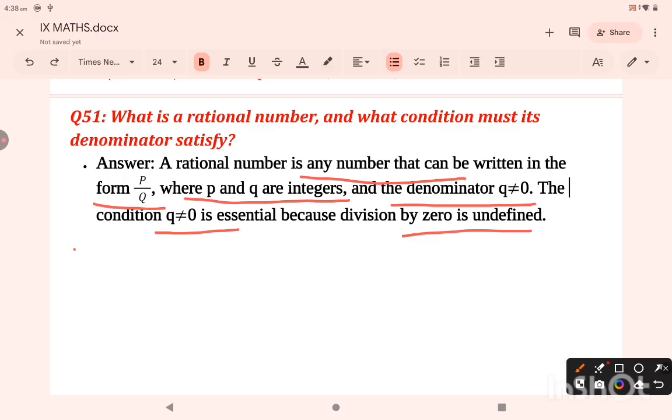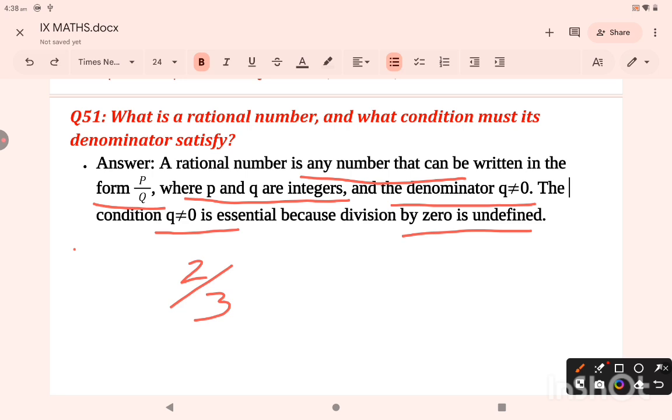A number that can be written in the form of p by q, where p, q are the integers. That means, suppose 2 by 3. This is in the form of p by q. Here both p, q are the integers. P means 2, q means 3. 2 by 3 is a rational number. And q not equal to 0 condition is satisfied here. Therefore, 2 by 3 is a rational.